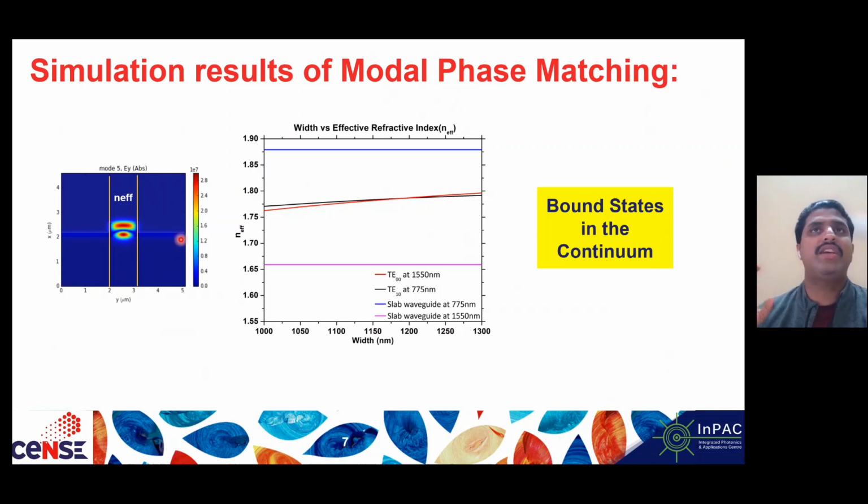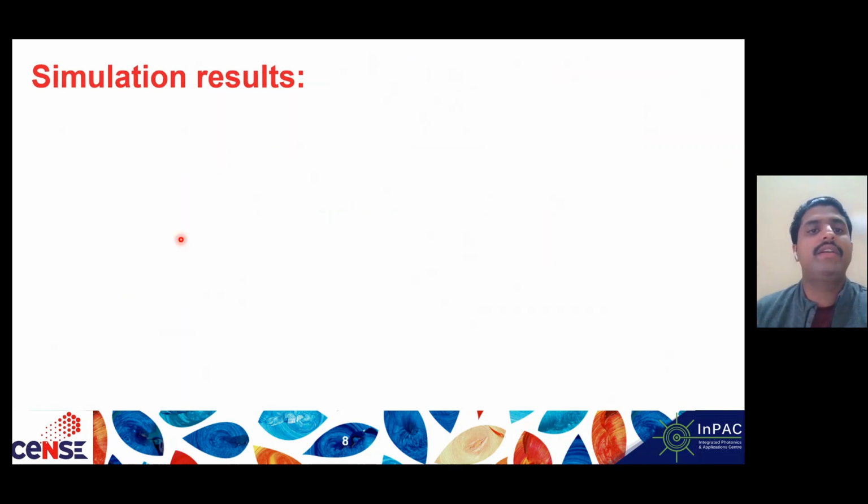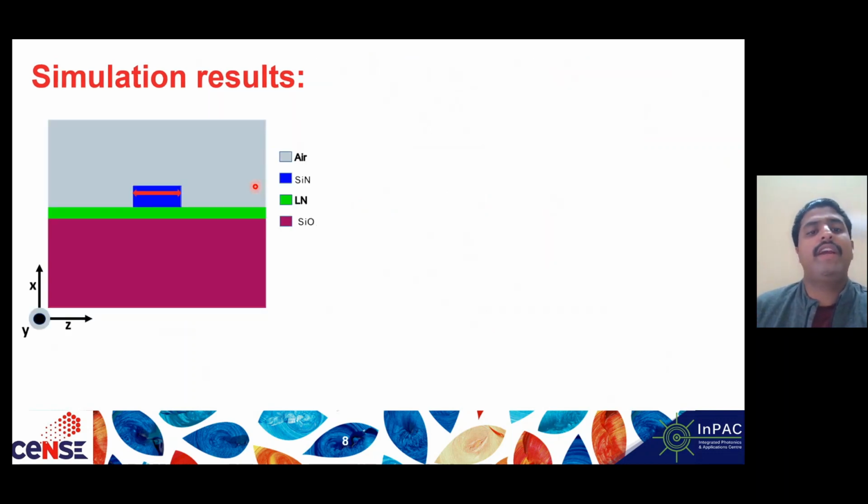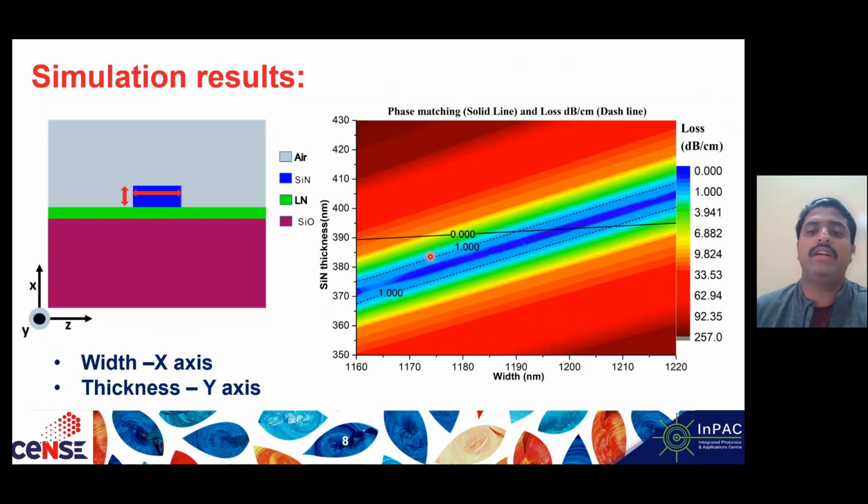So now we have to achieve phase matching as well as bound states in the continuum to get really good conversion efficiency and a low loss waveguide. For that, what we had done is we had varied the silicon nitride thickness and width and checked up to what dimensions we can achieve this phase matching as well as low loss. This will help us to get an insight about the fabrication tolerance too.